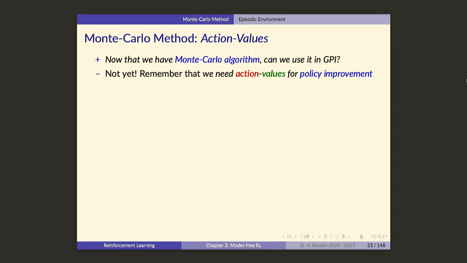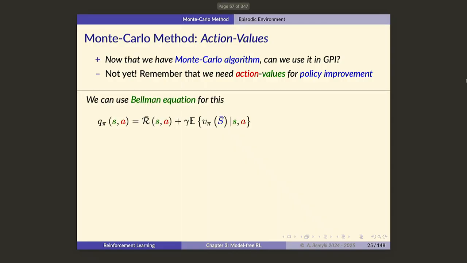No, it was not averaging. The other way around is averaging. Bellman equation, right? So if I want to get from the value function to the action value function, I need to use the Bellman equation, right? So let's write down the Bellman equation.